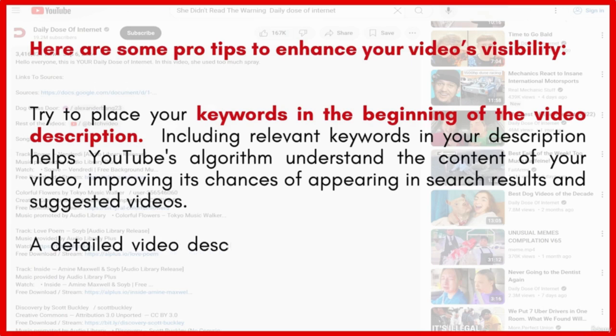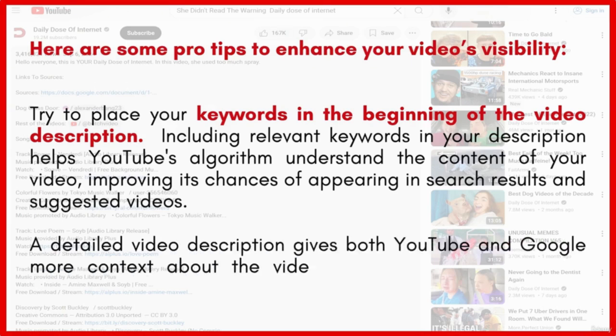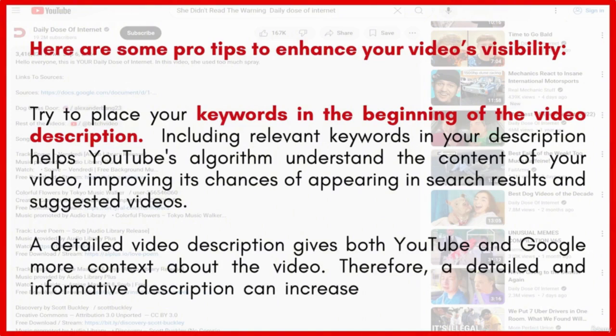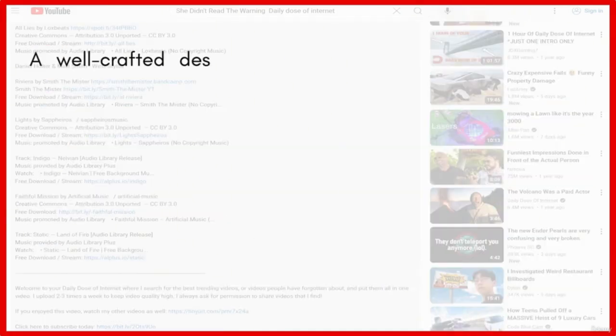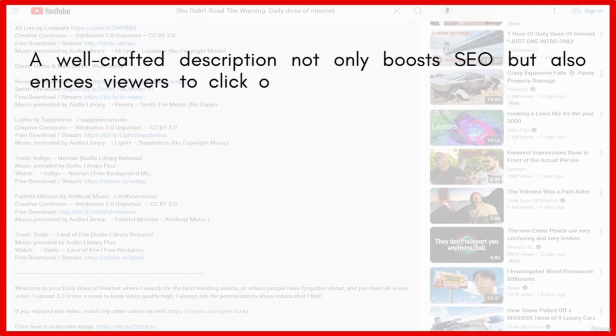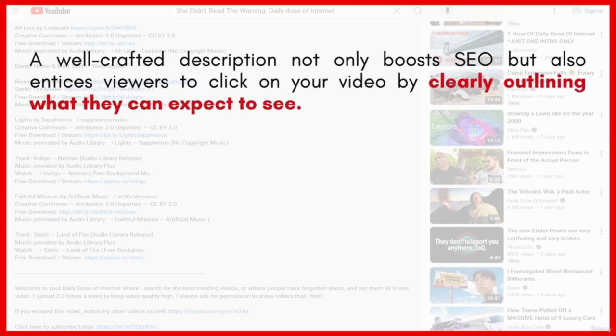A detailed video description gives both YouTube and Google more context about the video. Therefore, a detailed and informative description can increase your chances of ranking higher for related searches. A well-crafted description not only boosts SEO, but also entices viewers to click on your video by clearly outlining what they can expect to see.